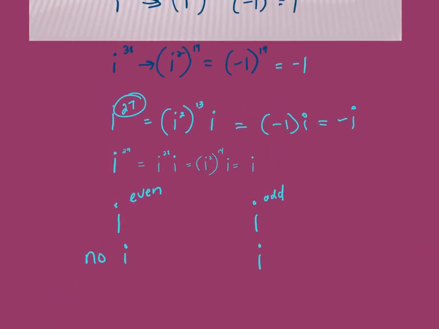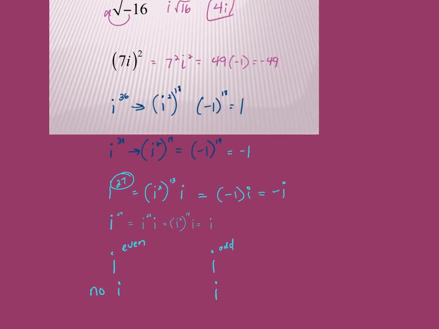So again, initial even, your i's going to cancel out. Initial odd, your i's going to be at the end. And then you would go to the divide by 2 and see what it is.